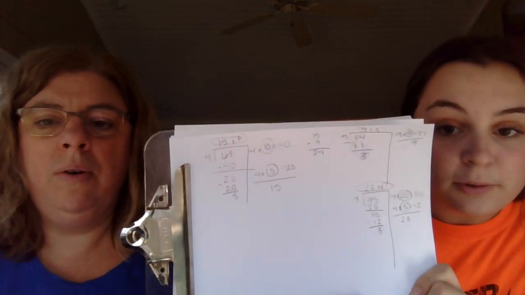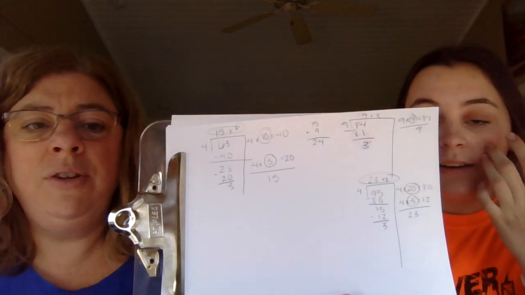Wow. I got 23, remainder 3. Wow, you got 23 points that time. You are making a comeback. I know. Who knew? All right, well, that was round 3.